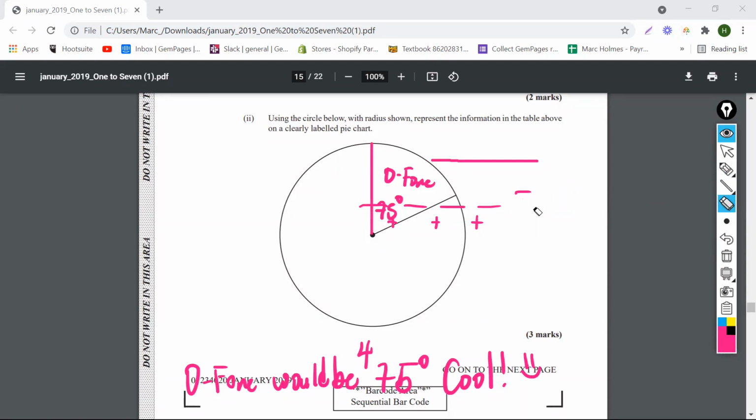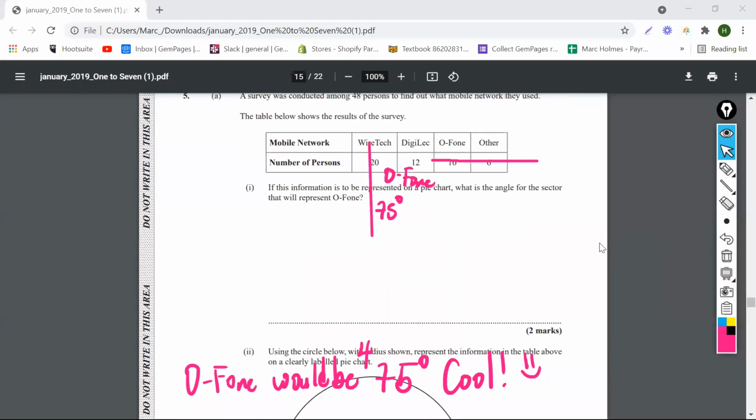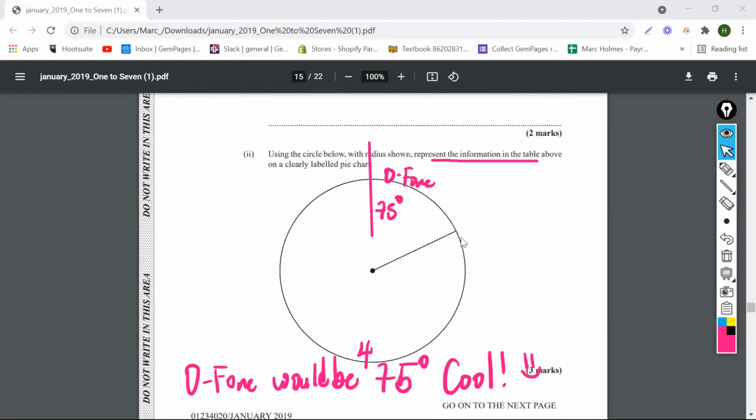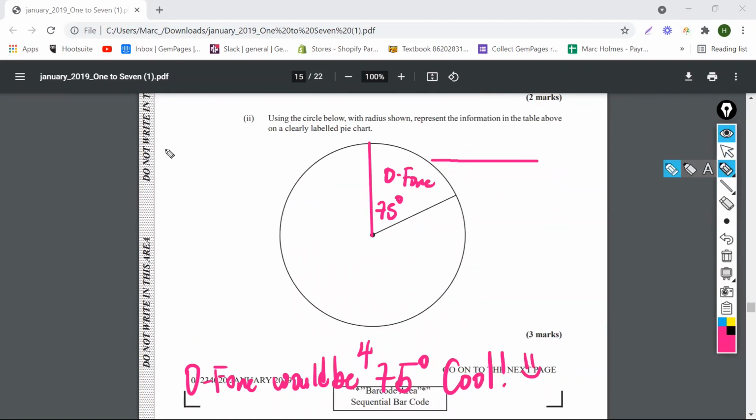But we'll have to think about the others as well, guys. Yeah, I think this would be about 75. One is 12 over 48, one is 6 over 48, and one is 20. So it would be 12 over 48 times 360. That would be the next one. Then 20 over 48 times 360. And then the last one, 6 over 48 times 360.